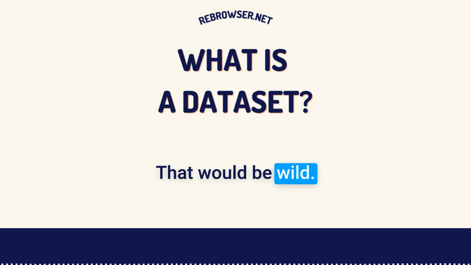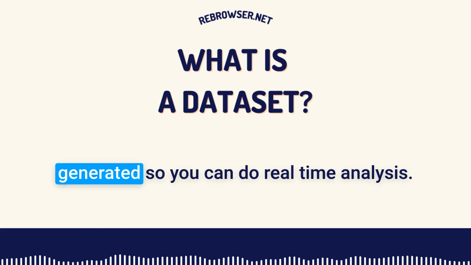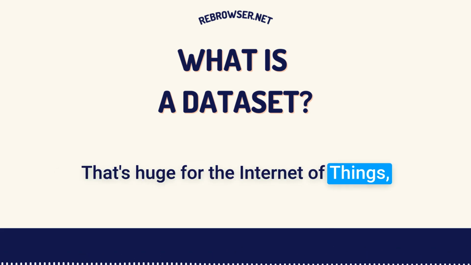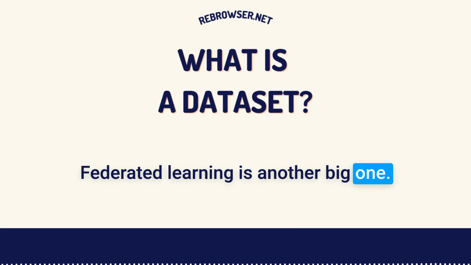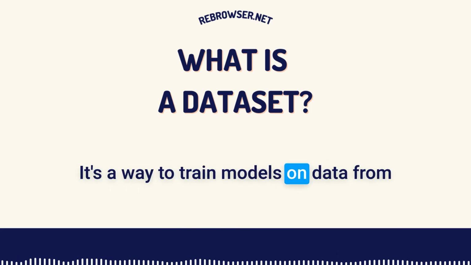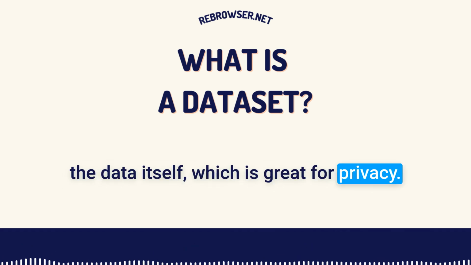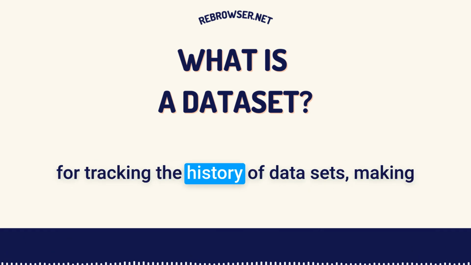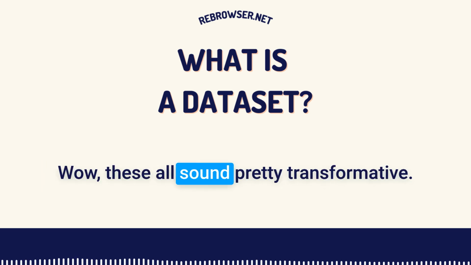That would be wild. Then there's edge computing, which is all about processing data closer to where it's generated so you can do real-time analysis. That's huge for the Internet of Things, all those connected devices. Federated learning is another big one. It's a way to train models on data from different sources without actually sharing the data itself, which is great for privacy. And of course, blockchain is being explored for tracking the history of data sets, making sure everything is transparent and trustworthy. Wow, these all sound pretty transformative.